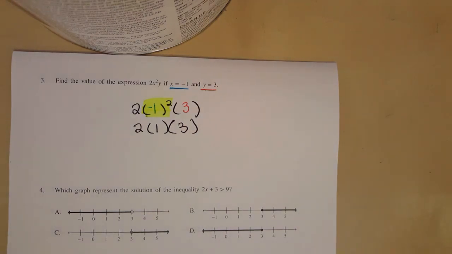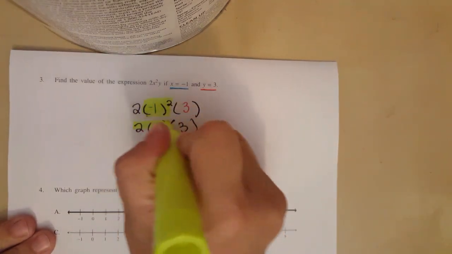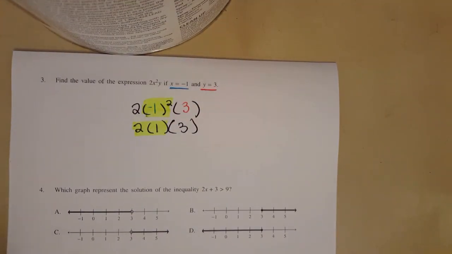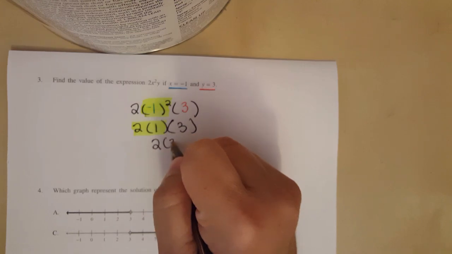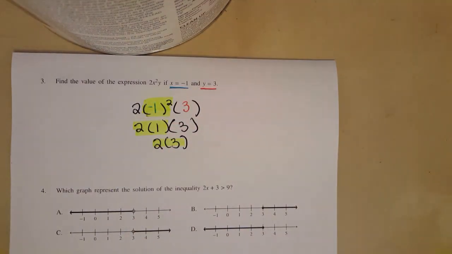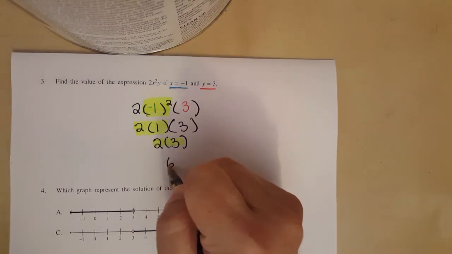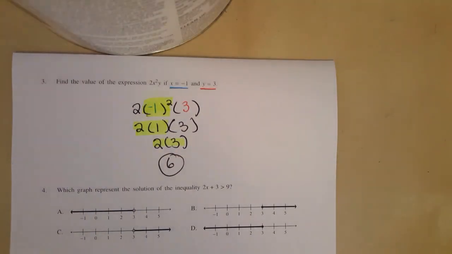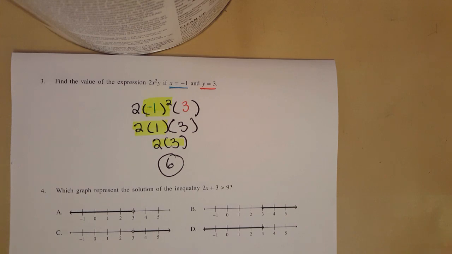Now, all we have is multiplication. When we follow our order of operations, we multiply and divide in order from left to right. So I'm going to start on the left with this 2 times 1. 2 times 1 gives me 2. And then I have 2 times 3, which gives me 6. This one would be one that's not multiple choice. You just type your answer into the blank.